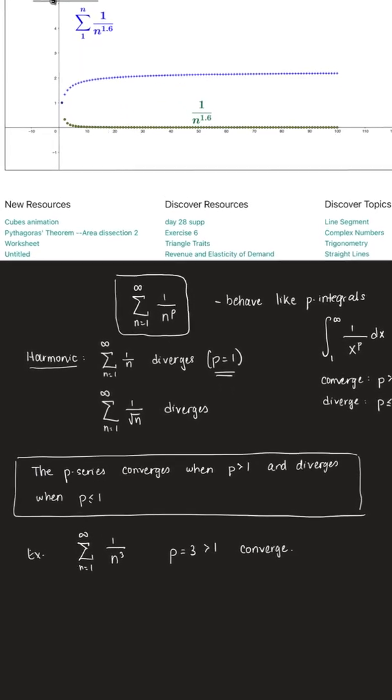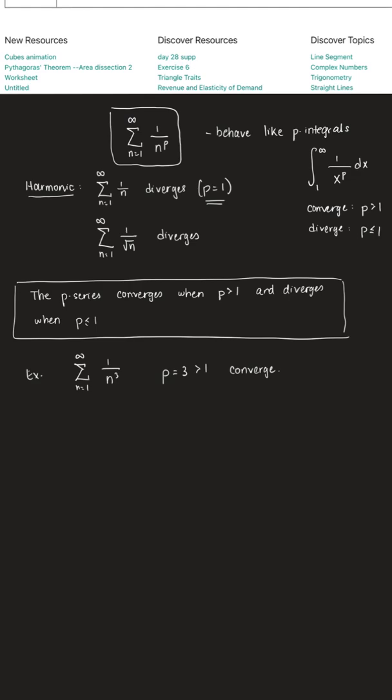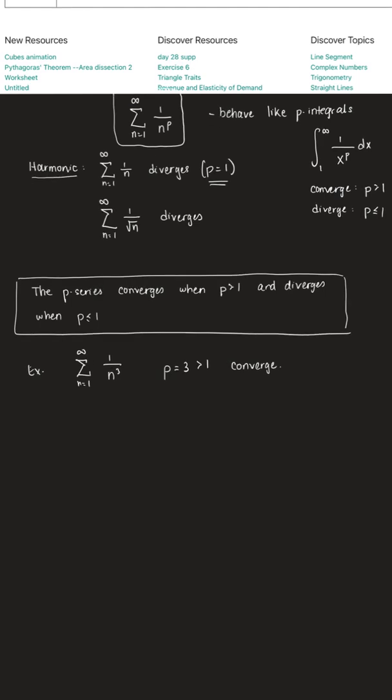So this is a very important series that we're going to use a lot when we do comparisons. Another example here might be if I have a series like the sum from n equals 1 to infinity of 1 over (3n) to the 5th power. Well, we can factor out a 1/3, and this is a p-series with p equal to 5. Because it's bigger than 1, this will converge.